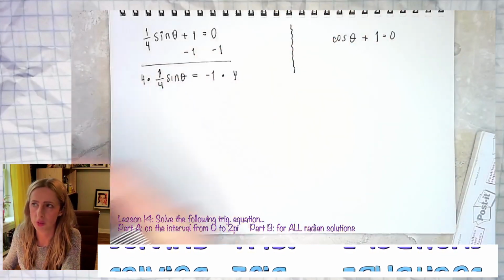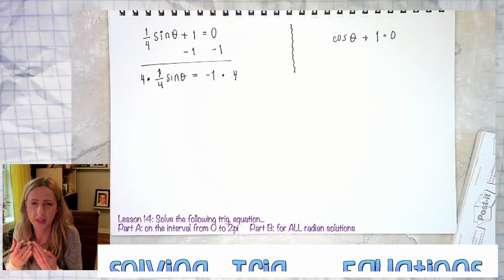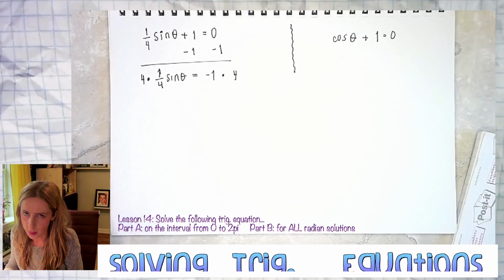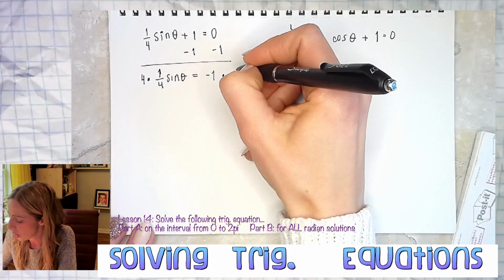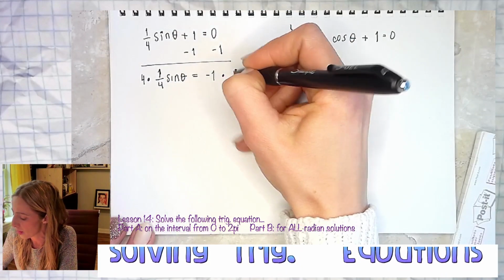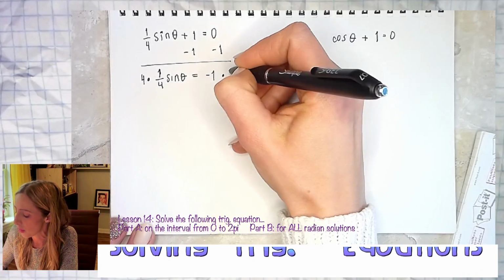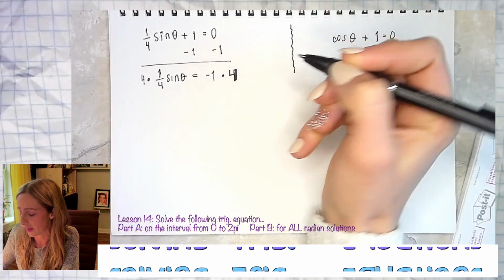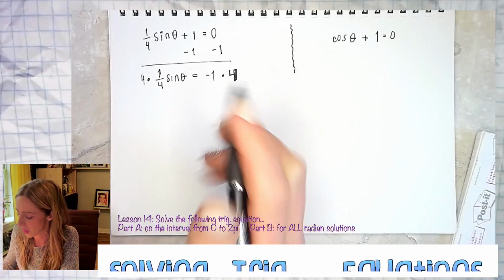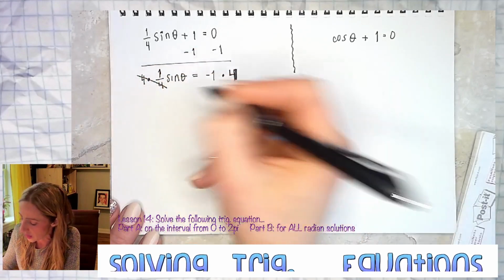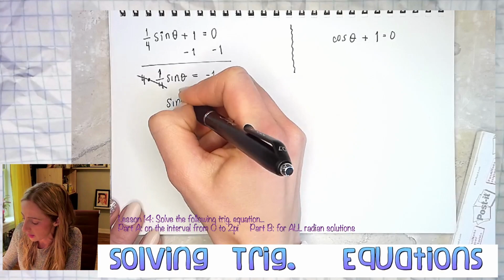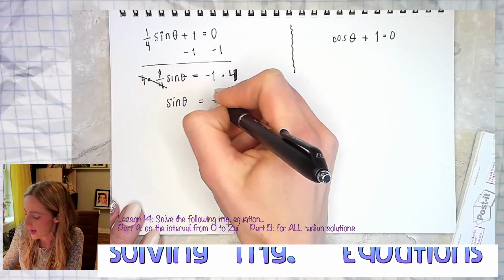So the reciprocal is what will multiply to give you a 1 to get rid of something. We don't always multiply by reciprocals. I know sometimes I ask, how do you get rid of your fractions? People say, let's multiply by the reciprocal. You can multiply by the least common denominator in that case, but that's a separate story. 4 times 1/4 is adios. We are only left with sine theta because it's an invisible 1 in front. And now I have -4.